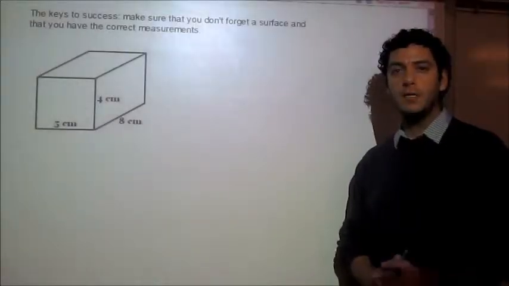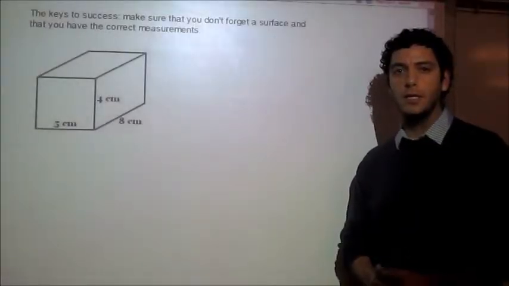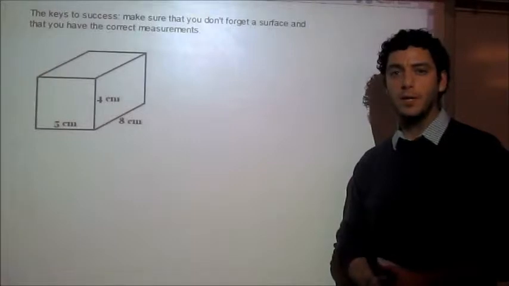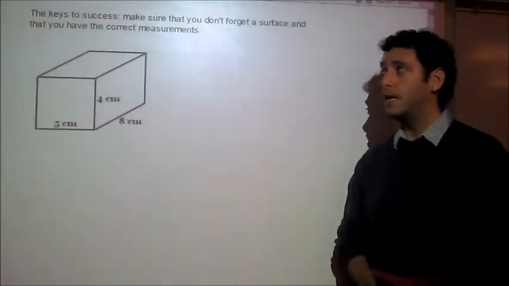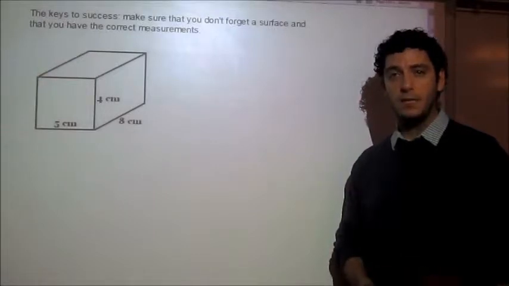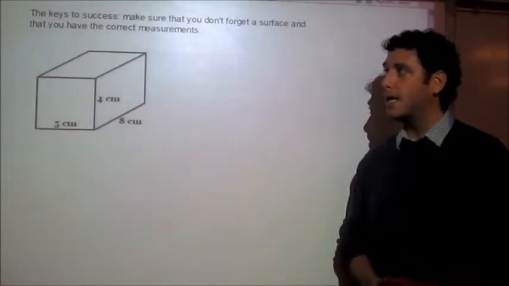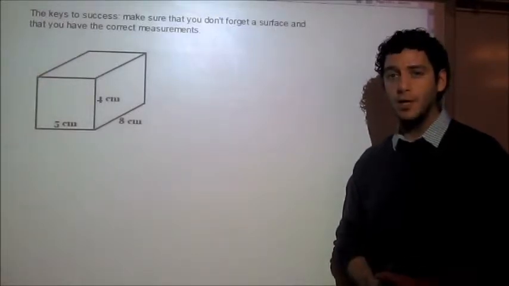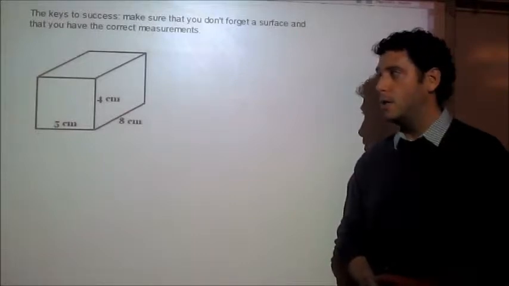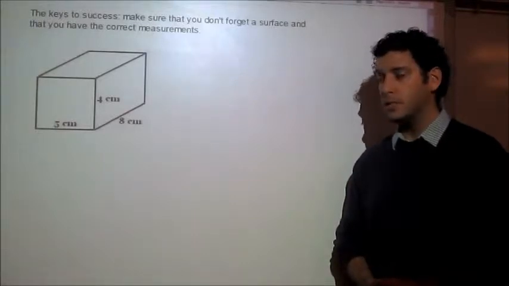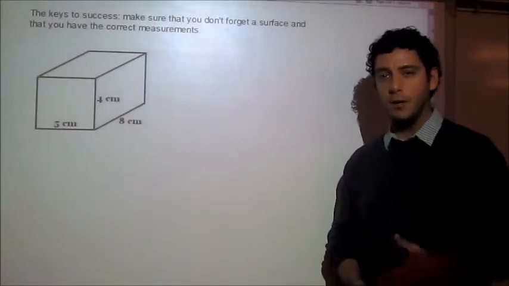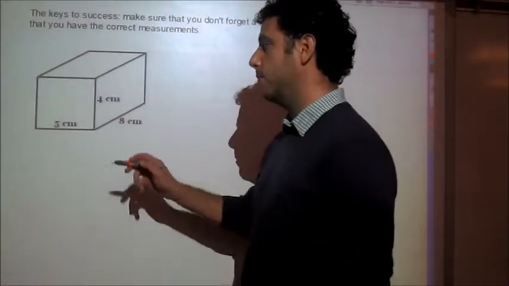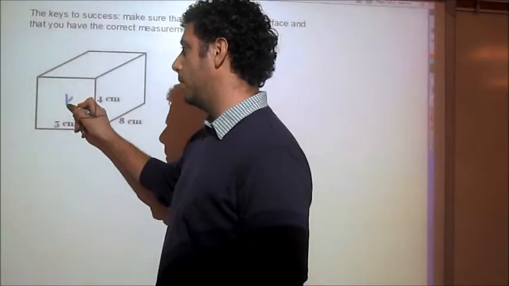There are 2 keys to success when trying to calculate the surface area of a right rectangular prism. The first is to make sure that you don't forget a surface or a face. And the second is to make sure that you have the correct measurements. So in order to ensure success, it's very helpful to label each face so that you don't forget you have 6 of them that you have to account for. One simple way to do that is to number them off.